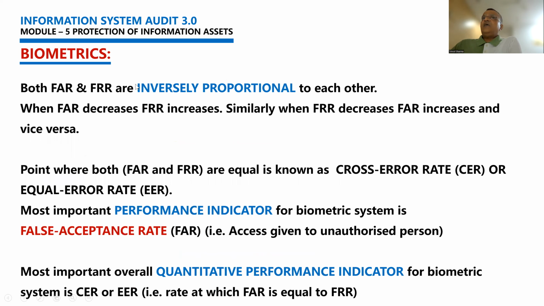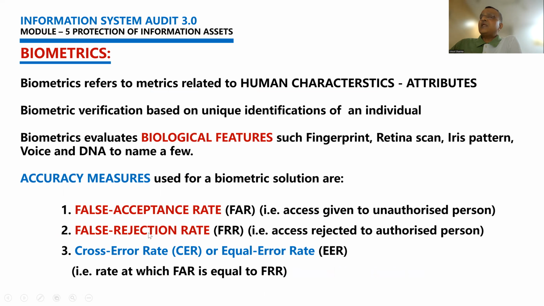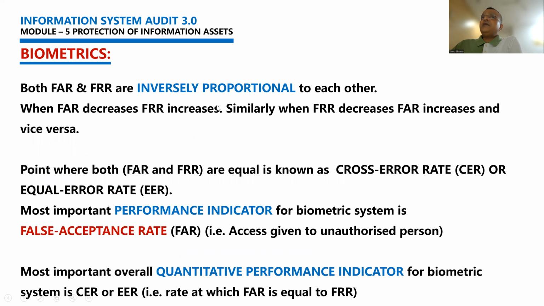Both FAR and FRR are inversely proportional to each other. What I'm trying to say is the false acceptance rate and false rejection rate are inversely proportional. That means if access given to an unauthorized person increases, then the access rejected to an authorized person decreases. If access given to an unauthorized person is very low, then access rejected to an authorized person is very high. So you need to understand that when I say inversely proportional, it means if the FAR rate is very high, you will find FRR is very low. And if FRR is very high, you will find FAR to be very low. So when FAR decreases, FRR increases. Similarly, when FRR decreases, FAR increases, and vice versa.